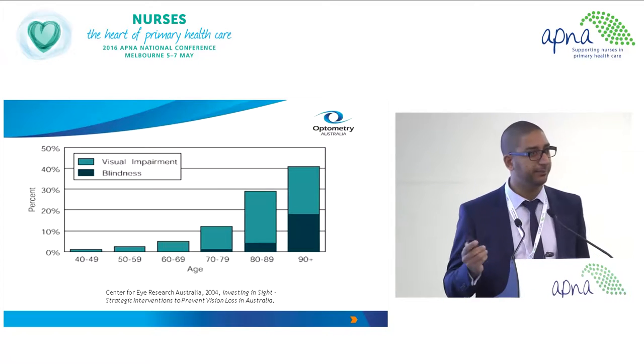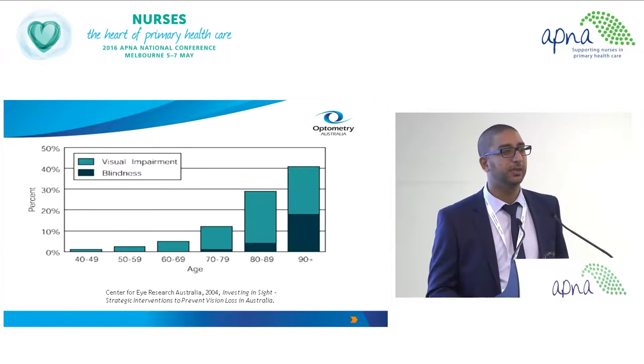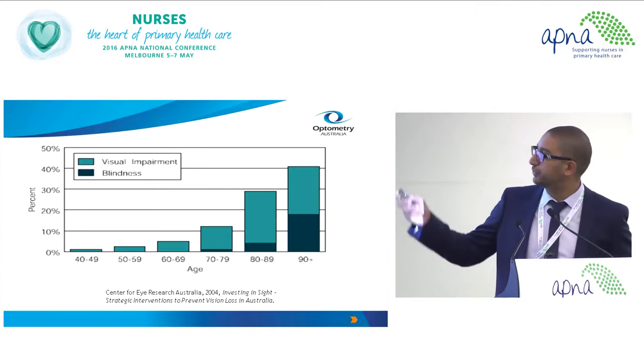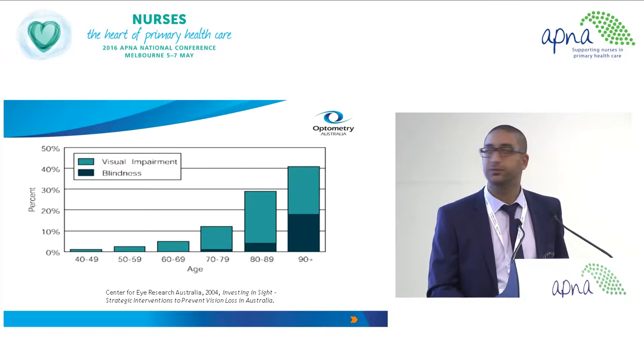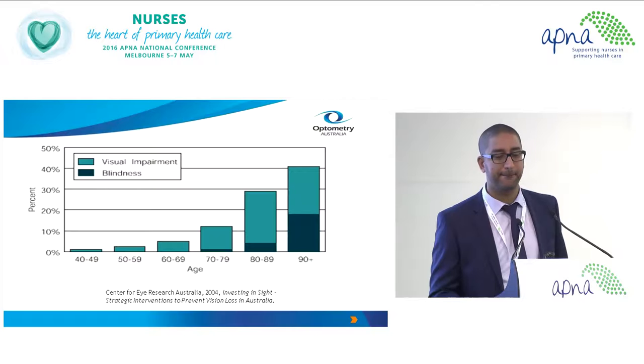No brainer. As we get older, we're more prone to having vision loss and blindness. And it's the older generation, it's the last three columns there to your right that we need to be starting to be more mindful of. Question?